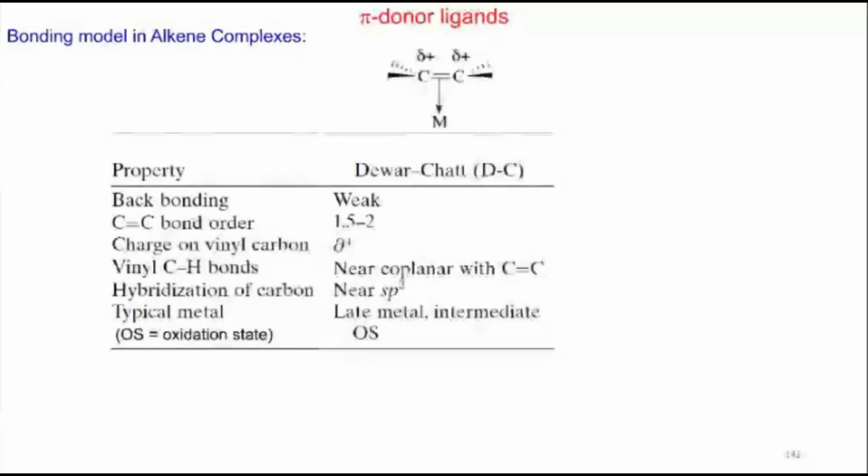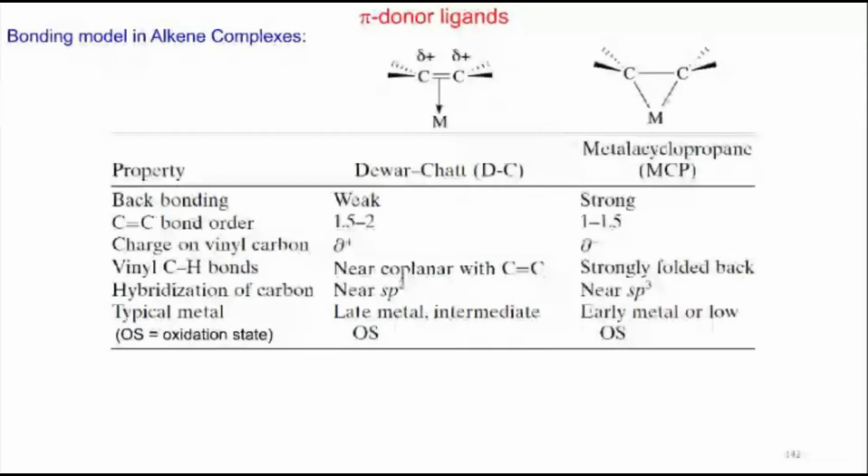So if we talk about the pi back bonding in the DCD model, the pi back bonding towards the olefin will be minimum in the carbon-carbon double bond. Since the pi back bonding is minimum, the carbon-carbon bond order is not 2, but it is greater than 1.5, because only less electron density goes to the pi star. The bond order will not be exactly 2, but close to 1.5 to 2. The charge on the vinyl carbon is always going to be delta positive because the electron density is less there. And because it is almost a carbon-carbon double bond, it will remain sp2 and in the plane. More generally, the metal oxidation state will be intermediate, not very high or very low.